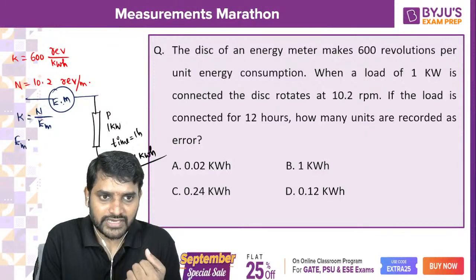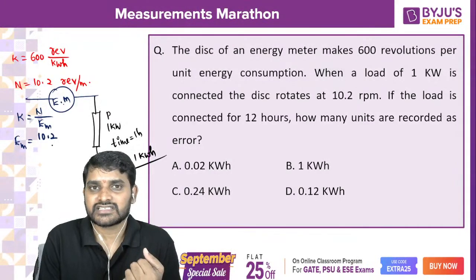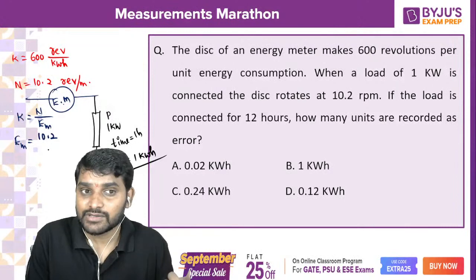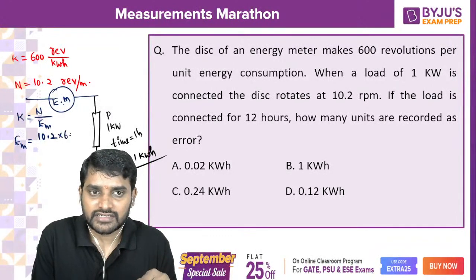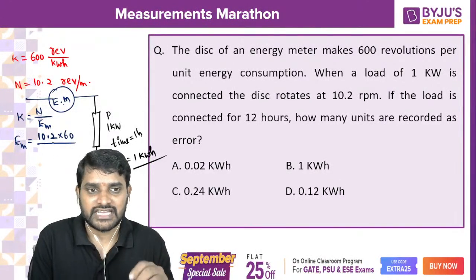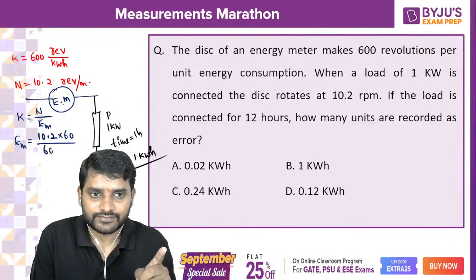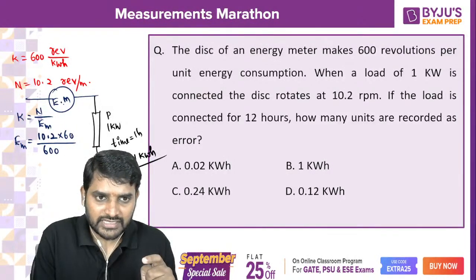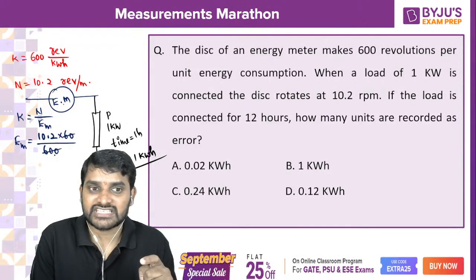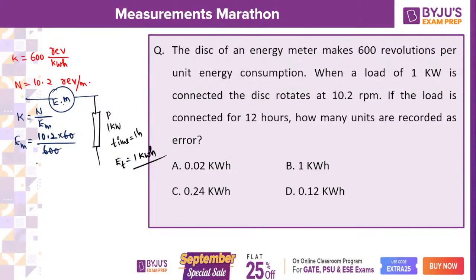So measured energy will be 10.2 revolutions per minute, but I need revolutions, so into 60 you get revolutions. 10.2 into 60 divided by K. K is 600. So you will get around 1.02 kilowatt hours. This is the energy recorded by the meter. Consumption is only 1 kilowatt hour, but the meter is recording more than the actual value. So definitely error will be there.